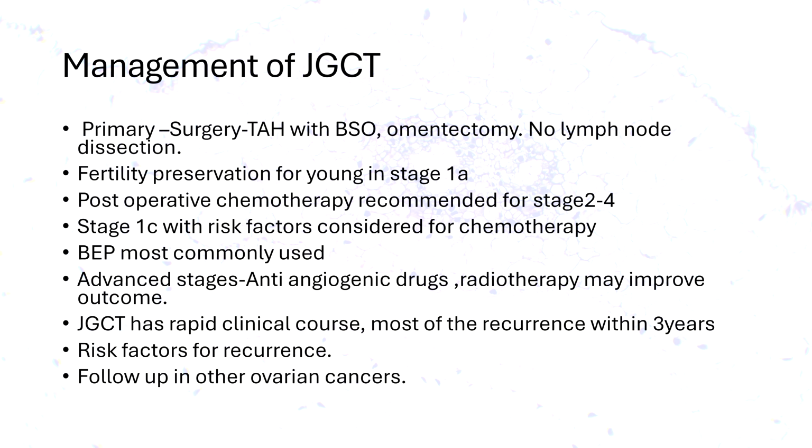Coming to the management of the juvenile type of granulosa cell tumor, primary management is surgical staging, where we do a TAH with BSO, omentectomy. There is no need for lymph node dissection. The majority of the women being in the young age group or girls, fertility preservation is of paramount importance and can be done in stage 1A. But remember, if there is evidence of hyperestrogenism, endometrial pathology should be ruled out prior to conservative surgery. Postoperatively, chemotherapy is recommended from stage 2 onwards.